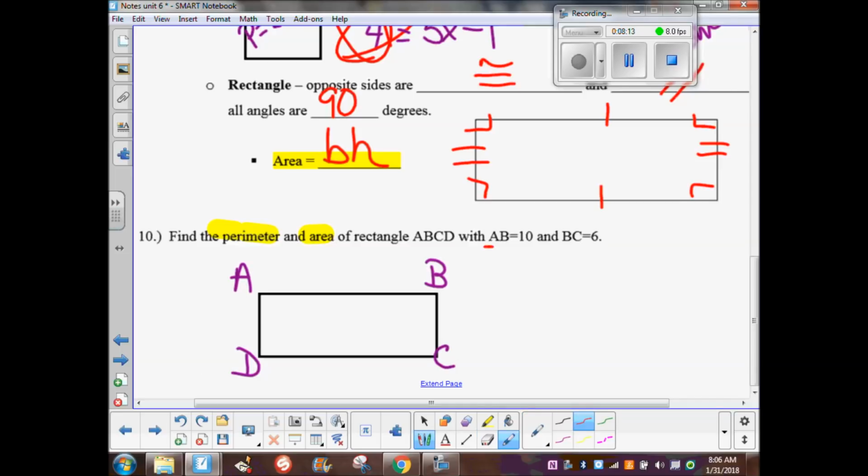Now I can go through and put in AB is 10, and B to C is 6. So what else do I know about this shape? Caitlin?